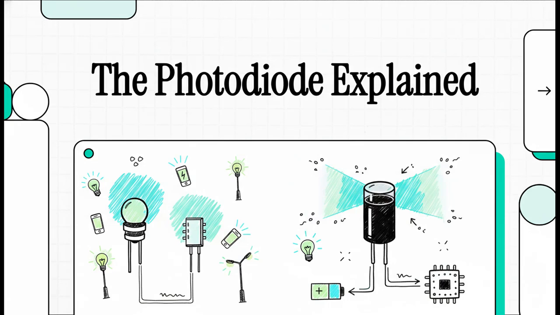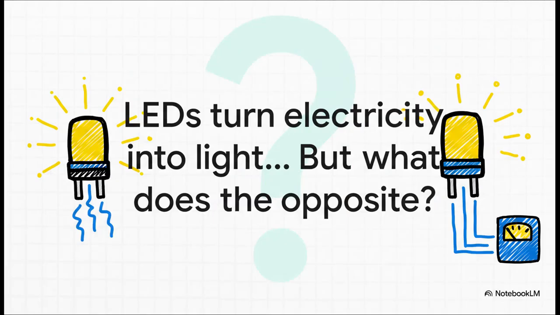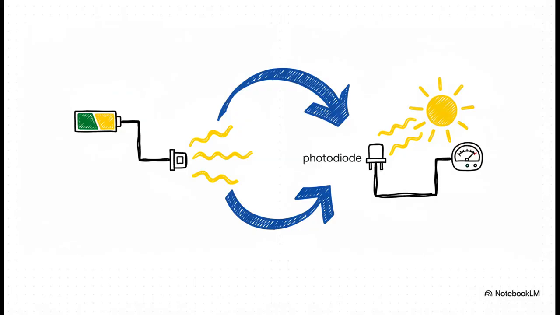I mean, they're everywhere. Those awesome little gadgets that gobble up electricity and spit out light. Yeah, it's a super familiar idea. But have you ever just stopped and thought, what is the opposite? Is there some kind of component that can catch light and turn it back into electricity? Well, you bet there is, and this slide nails the comparison.